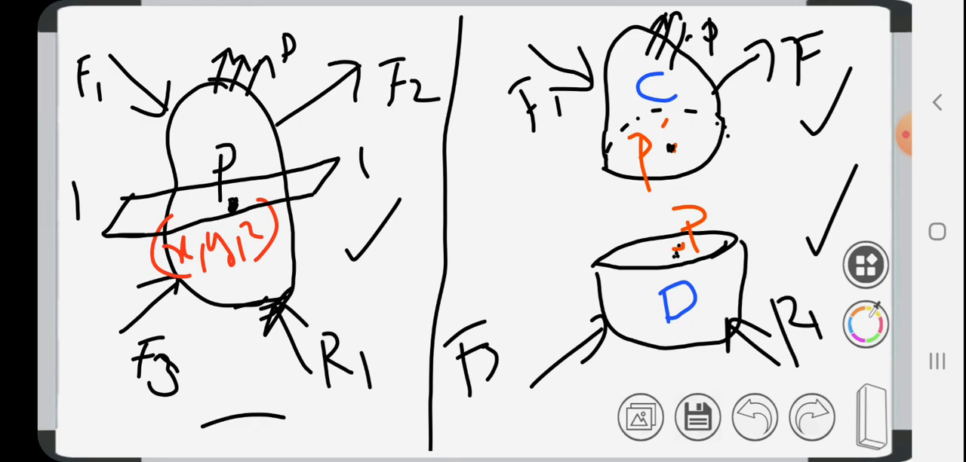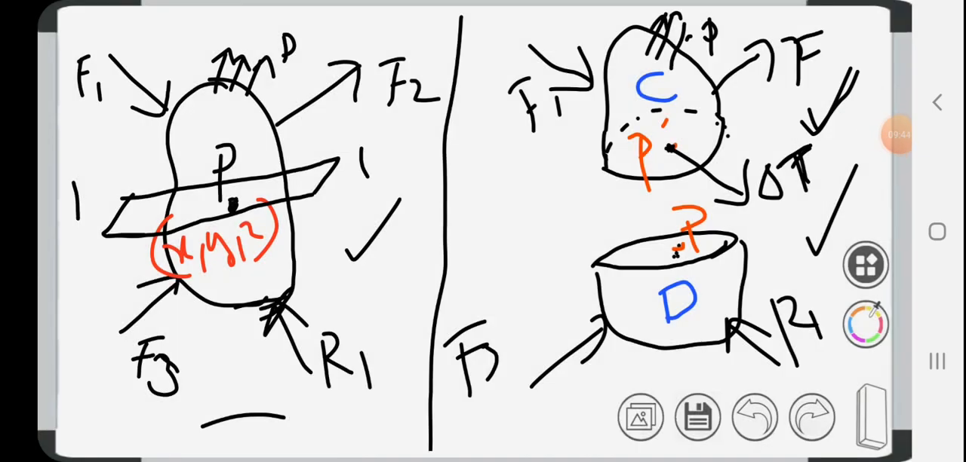And how will this C be in equilibrium? In order for C to remain in equilibrium, there should be an internal force. Suppose an internal force is acting through point P. I am naming it delta T. So delta T acting through P dash is maintaining the whole body C in equilibrium.